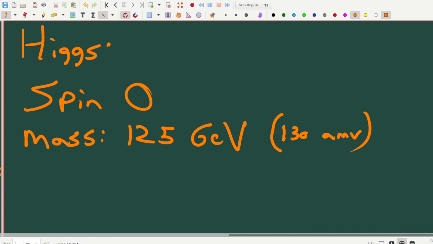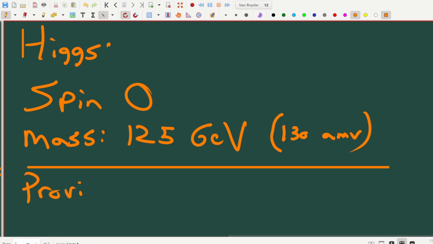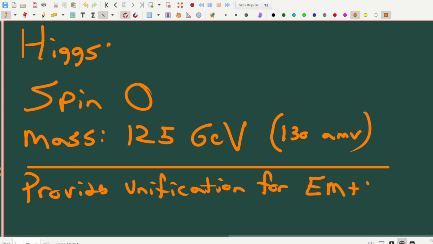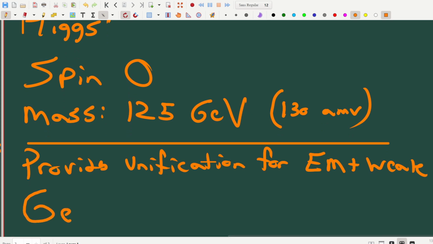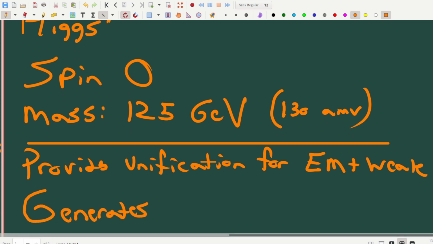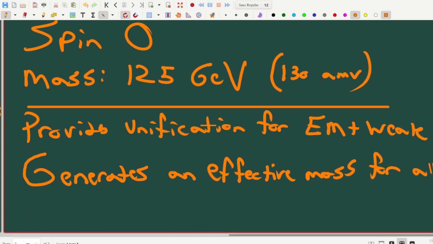So the Higgs is ultimately this fundamental particle. It has spin 0. It has a mass. But what it does, as I said, is it provides unification for the EM and the weak fields. It mediates that interaction between electromagnetic and weak particles at high energy. And it also generates an effective mass for all particles. So it turns out there's another part of the Higgs mechanism.